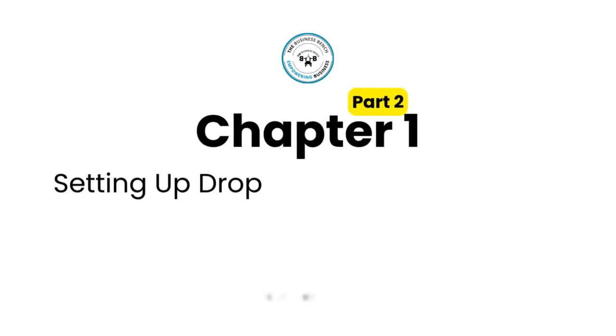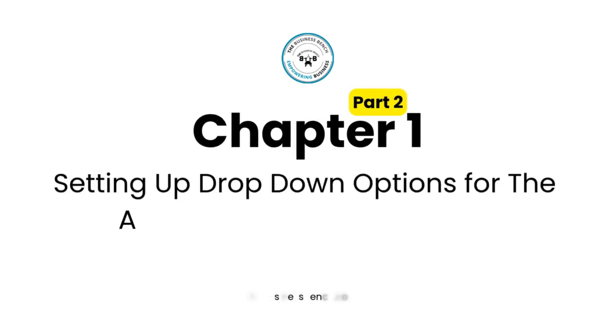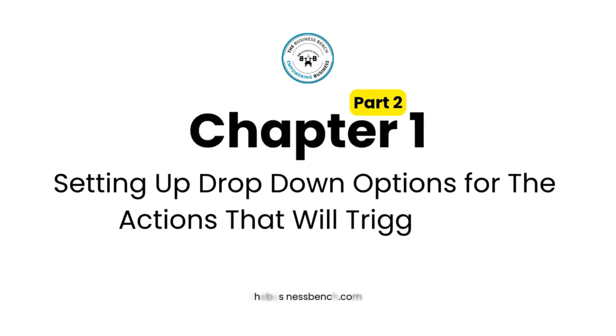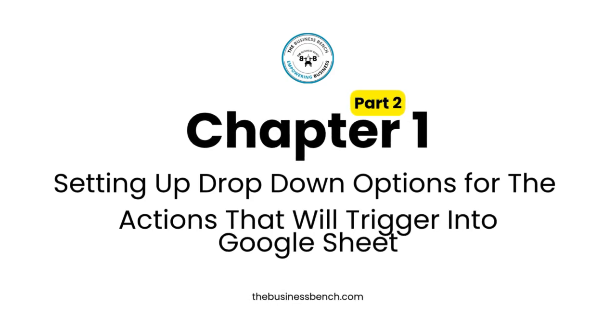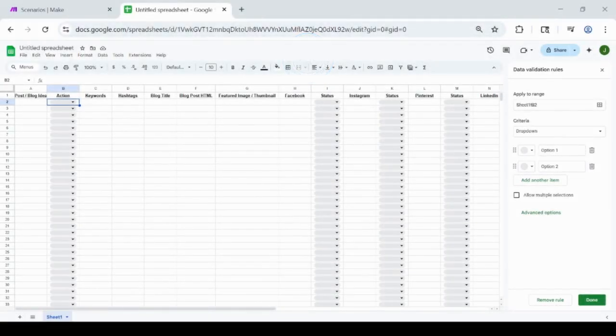Chapter 1. Part 2. This part will focus on adding the drop-down options for the automation that will trigger inside the spreadsheet. In the Actions row, you will add these options as selections. Generate post and/or blog idea. Post and/or blog idea generated. Generate hashtags and keywords. Hashtags and keywords generated.